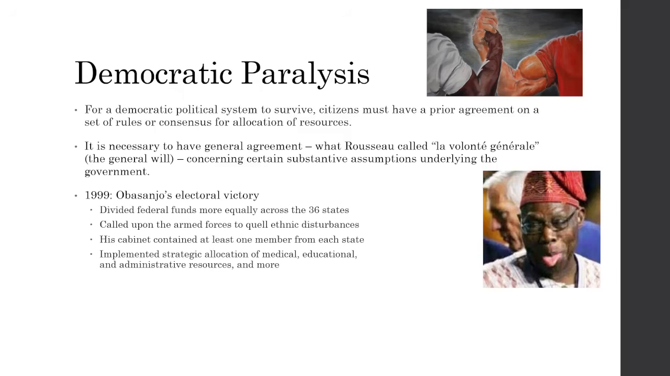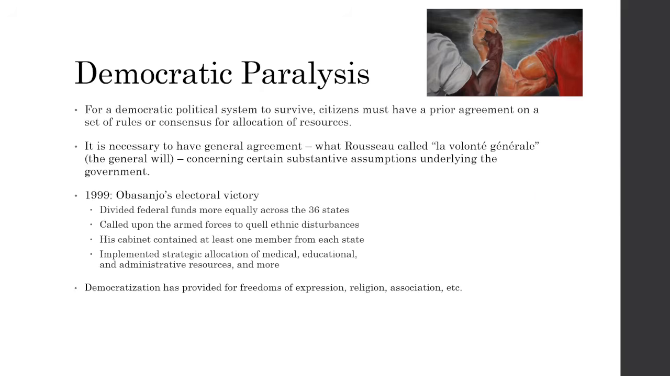And he's resolving any of these disturbances and tensions with the armed forces. He also implemented strategic allocation of resources that include medical, educational, and administrative resources. So a variety of them, as well as more. So we have democratization that's provided for freedoms of expression, religion, association. So these cultures can live there in peace and harmony, somewhat.